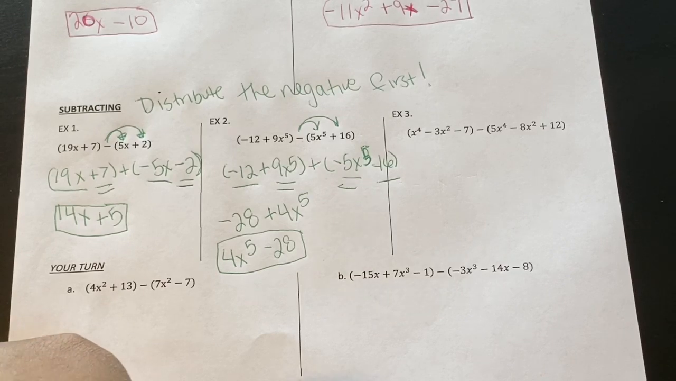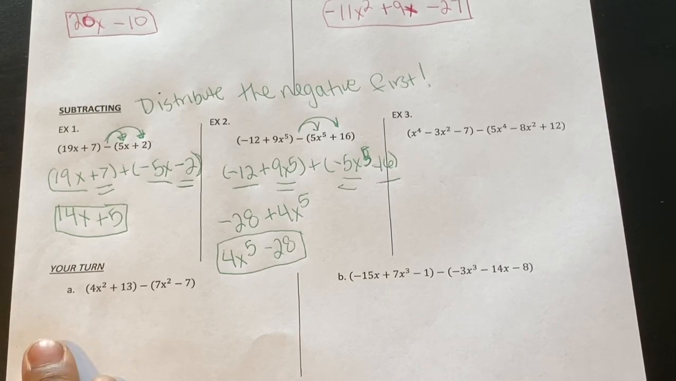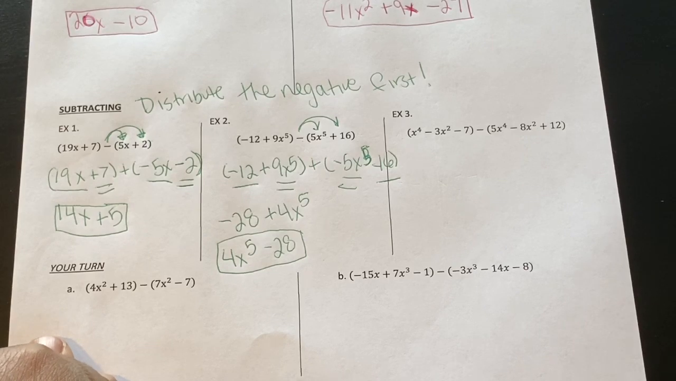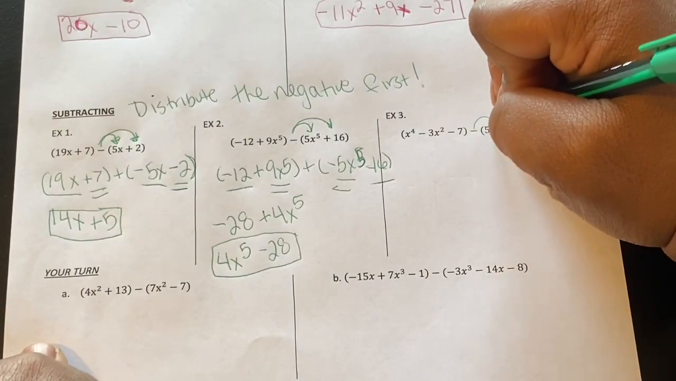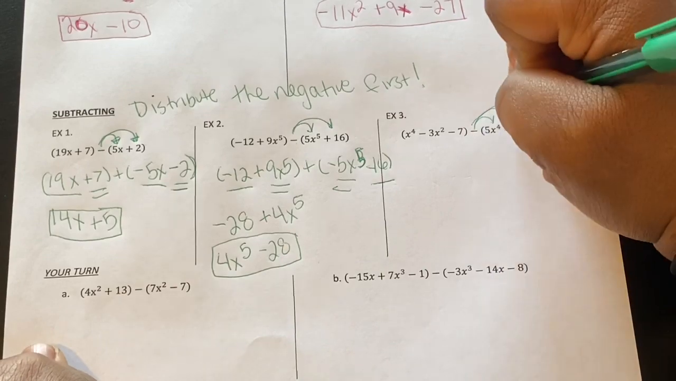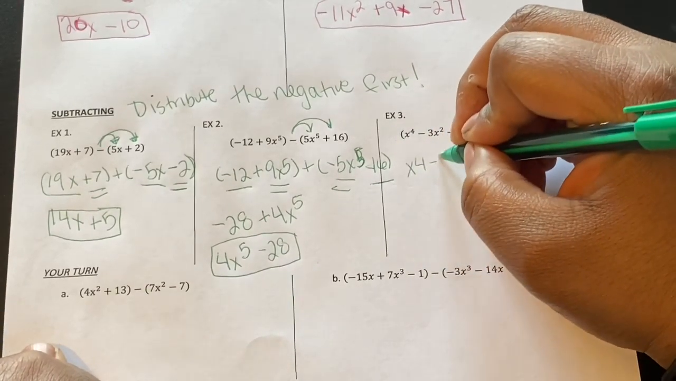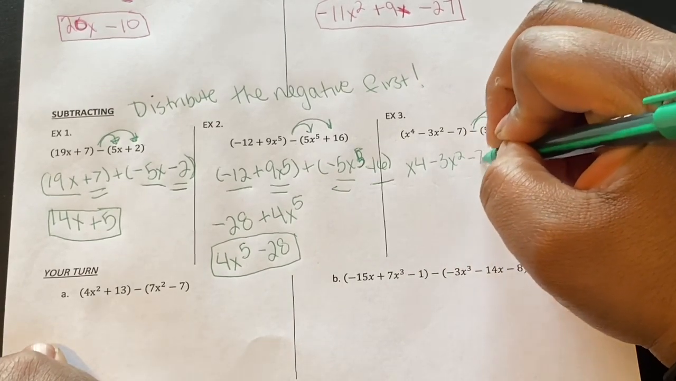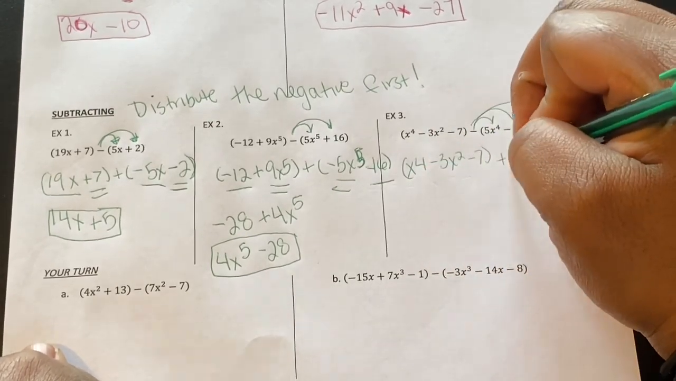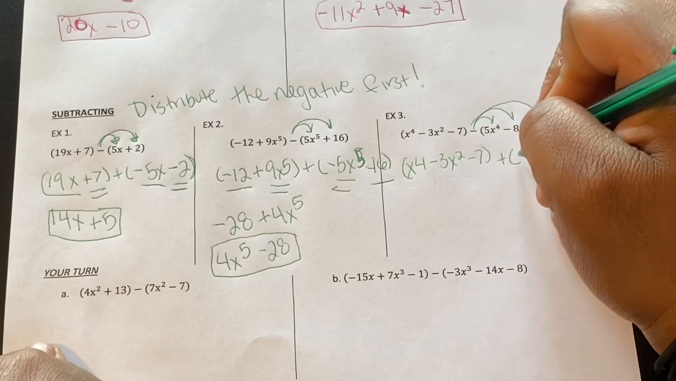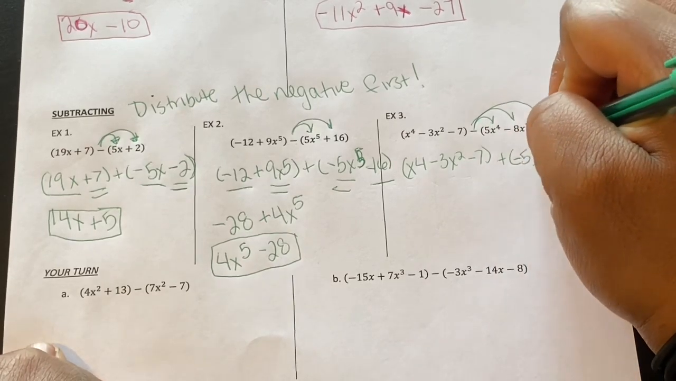And last but not least, example number 3, I have x to the 4th power minus 3x squared minus 7 minus 5x to the 4th minus 8x squared plus 12. Again, first things first, distribute that negative. So I'm going to rewrite it as addition, where everything in the second set of parentheses, the sign changed.